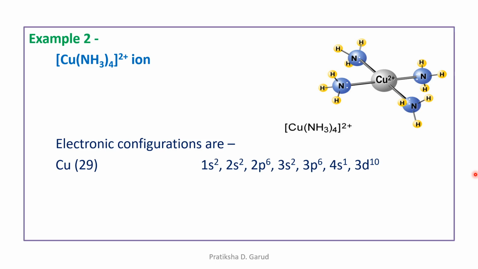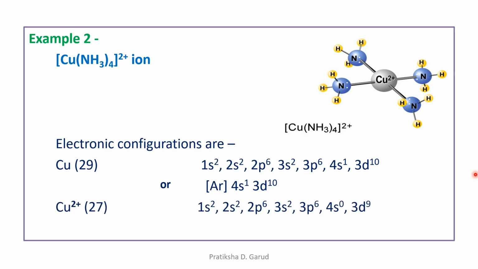Copper, atomic number 29, that means the electronic configuration is 1s2, 2s2, 2p6, 3s2, 3p6, 4s1, 3d10. Or we may write argon, that means atomic number 18, plus 4s1, 3d10. Then for the Cu2+, here the copper is in the oxidation state +2, so it is Cu2+, that means we have to remove the 2 electrons.